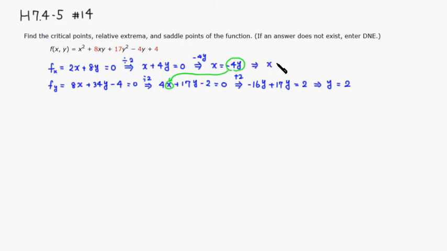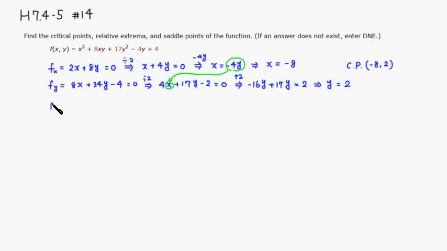Then we can plug this back in here, so x is equal to -4 times 2, which would be -8. So we got that. This is the critical point. So the critical point would be -8, 2.